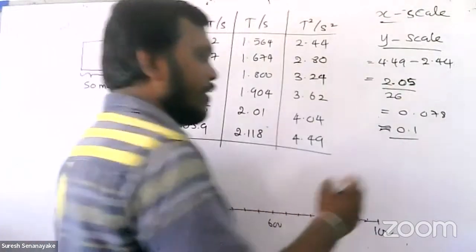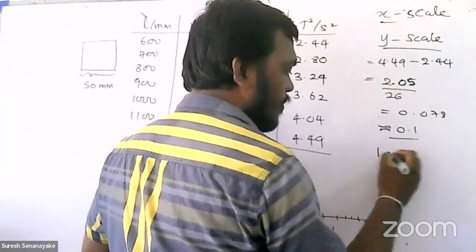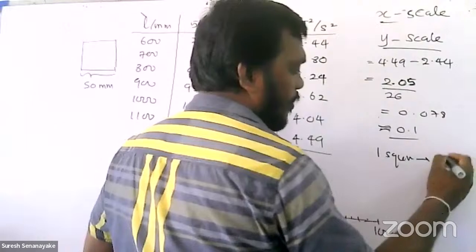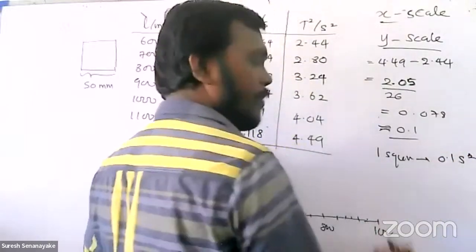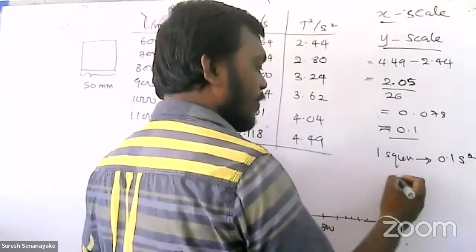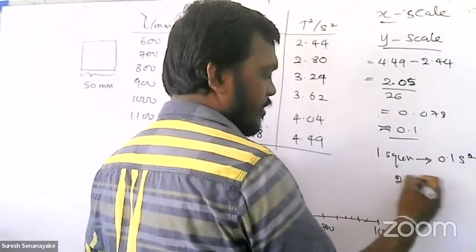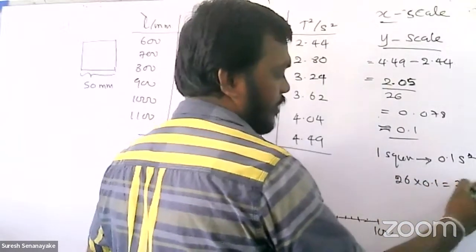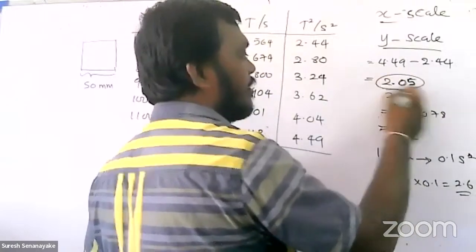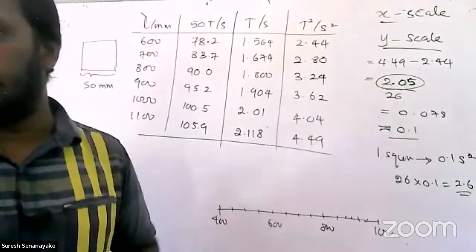So 1 square equals 0.1 square second. So there are 26, no? 26 into 0.1 is 2.6. Your data range is 2.05.